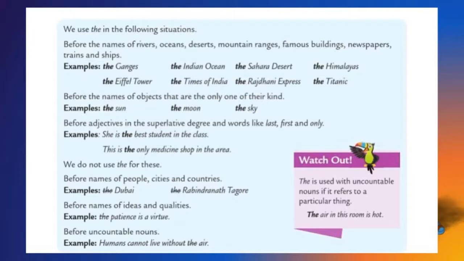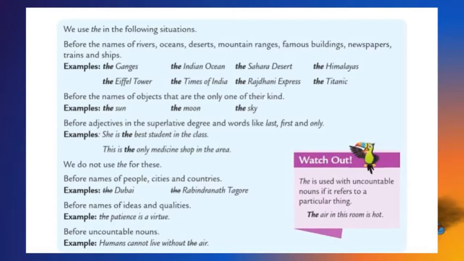And some ways are there we do not use article the. Before names of people, cities, and countries, we should not use article the. For example, Dubai, Rabindranath Tagore, Chennai, Calcutta, Mahatma Gandhi. We should not use article the before names of people, cities, and countries. And before names of ideas and qualities, we should not use article the. And before uncountable nouns, we should not use article the.